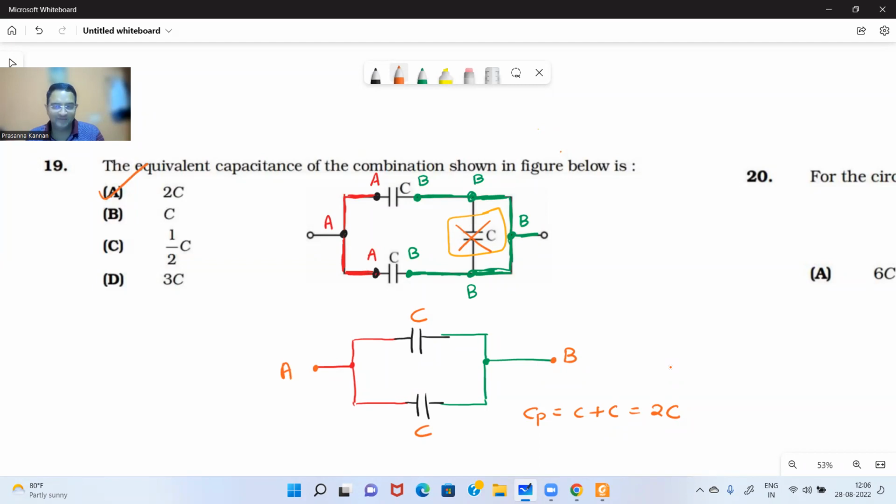So the sum is basically given to help you understand that if the potential difference between the 2 points of the capacitor is 0, or the 2 points are connected to the same potential, then there is no charge stored in the capacitor. You can remove that capacitor from the circuit. Clear? Yes, sir. So note it down. Once you're done, let me know. We'll go to the next question.